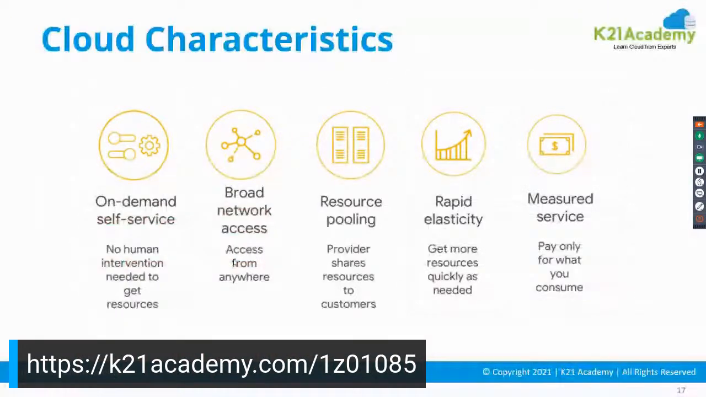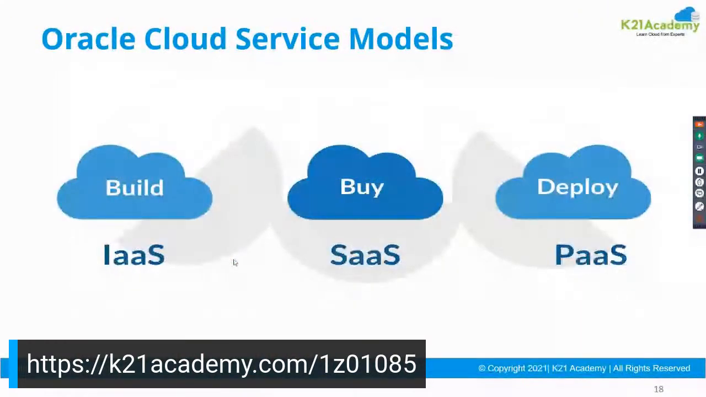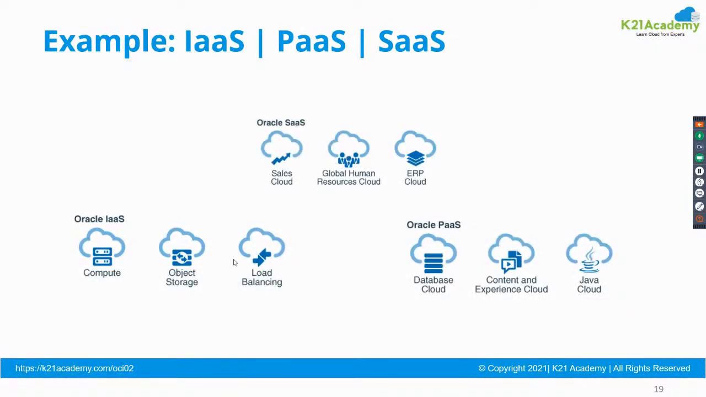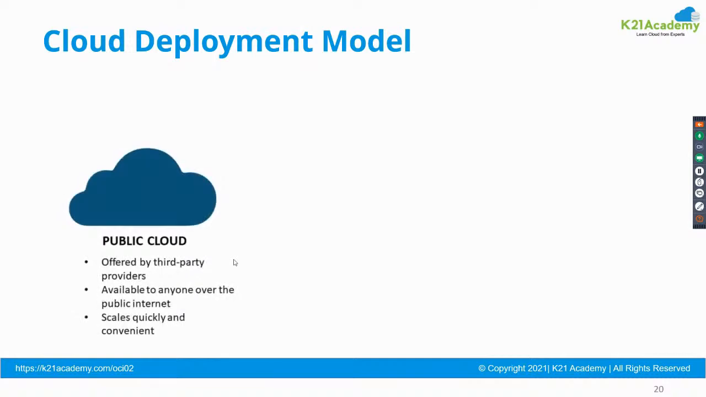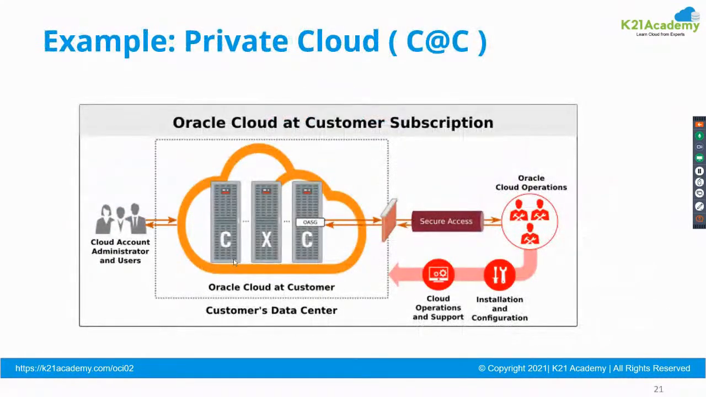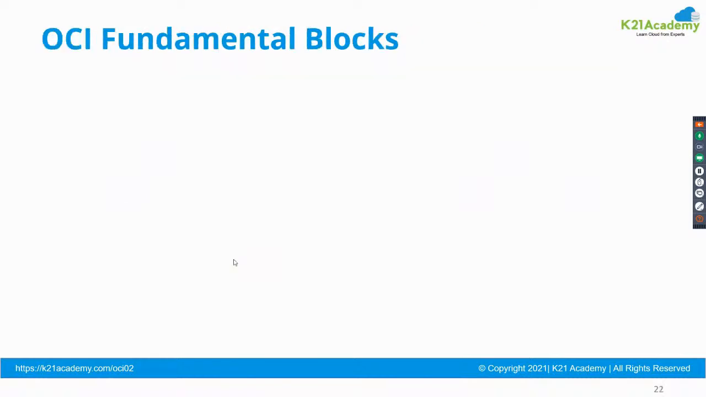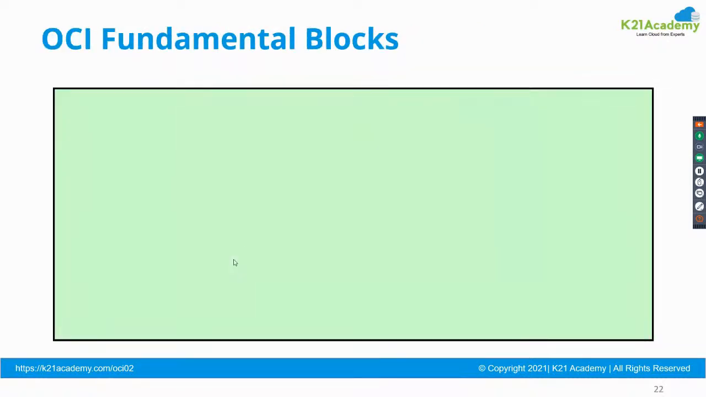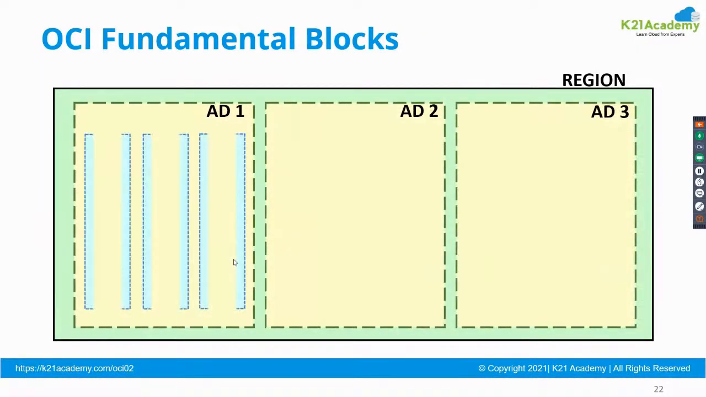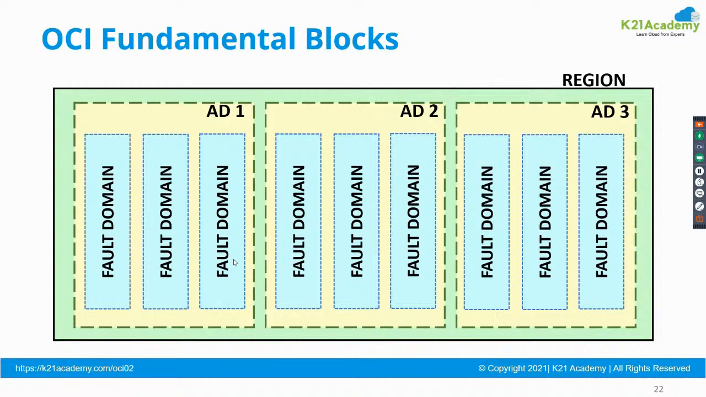We covered cloud characteristics. We looked at service models, IaaS, PaaS, SaaS, along with examples. We also looked at deployment models, public, private, hybrid cloud, and an example of a private cloud. Amit, did we cover this last week, or are we going to cover it today? These fundamentals: region, availability domain, fault domain. I think this is what we are going to cover today, right? Brilliant. Yeah.